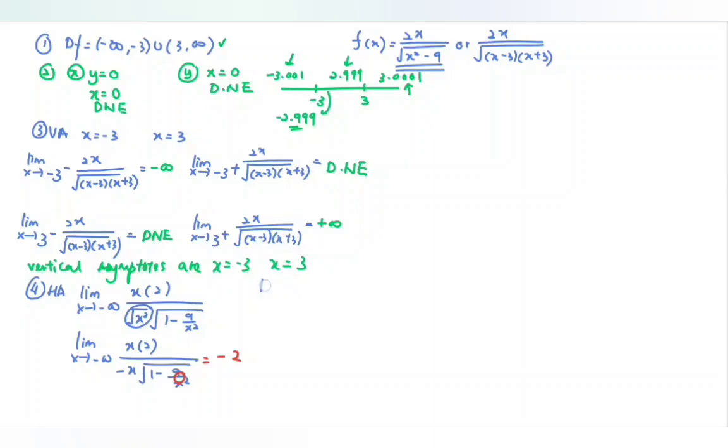Next, move on with limit when x approaching positive infinity. So repeat the situation. Here we will have x instead of negative x. So square root 1 minus 9 over the x squared. So if we substitute, here we'll obtain 0. Then for this part, we will have the 2. So horizontal asymptotes, y equals negative 2, y equals 2.